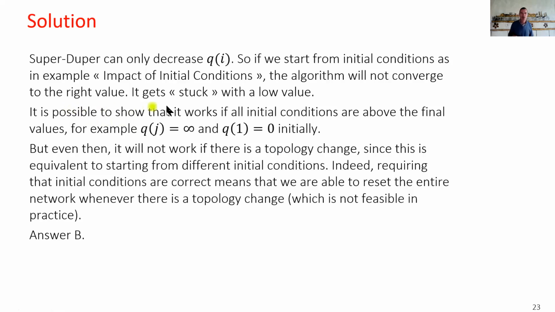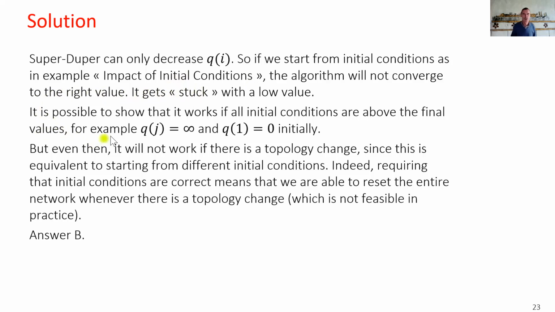So super duper can only decrease the value. It can only improve. We always compare to what we have to something that is potentially better. So we have no way of increasing the value. If we start from initial conditions that were incorrect, like we saw a few minutes ago, that were below the initial value, we've seen that centralized Bellman-Ford and also the decentralized Bellman-Ford that is not super duper will converge to the correct condition. But here it's impossible, because it can only decrease. So if we start with values that are smaller than the final values, the algorithm gets stuck and cannot converge to the true value.